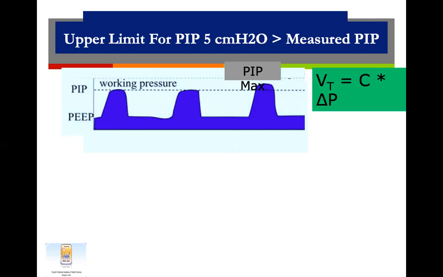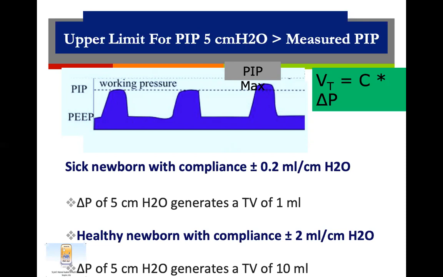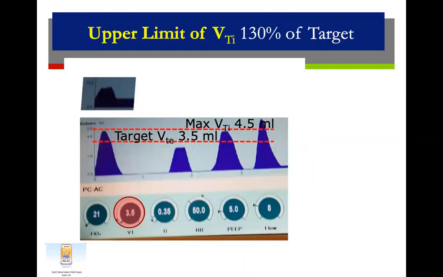So we know that a sick baby is different from a healthy baby. If a sick baby with a compliance of 0.2 ml per centimeter of water has a pressure change of 5 centimeters, it will generate a tidal volume of 1. Whereas a healthy newborn who has a good compliance of 2 ml per centimeter of water, if you change the pressure by 5, it will generate a tidal volume of 10. So this should be very well kept in mind.